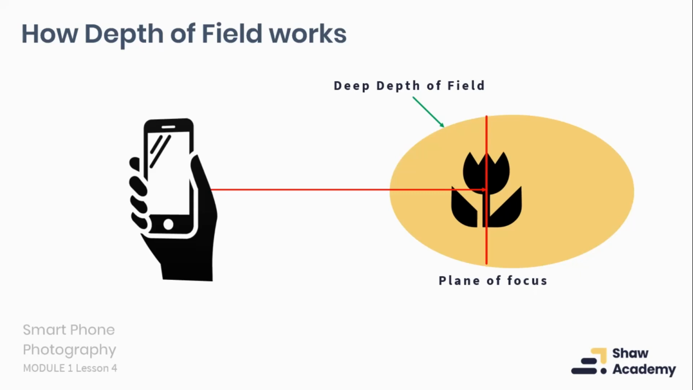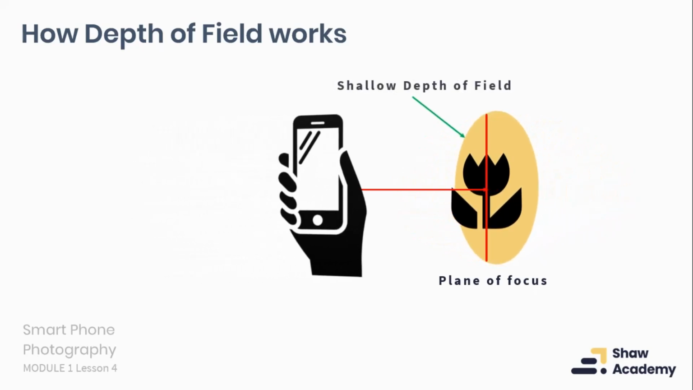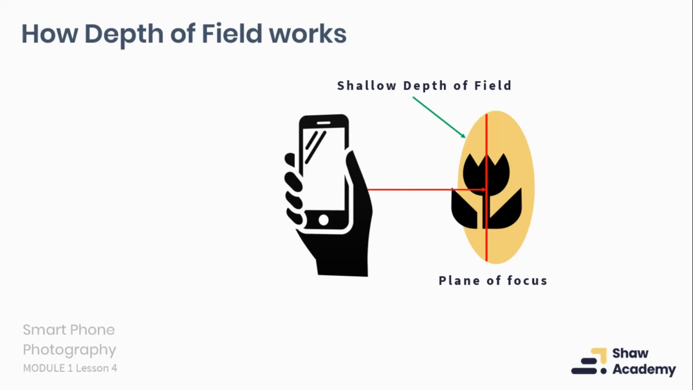Now, if I was to get closer to the subject, now we get a shallow depth of field. The closer I get to my subject, the depth of field becomes more shallow. Now, it still extends from about 1/3 in front of the subject to about 2/3 behind the subject, but as you can see, it is much, much shallower compared to the previous image.